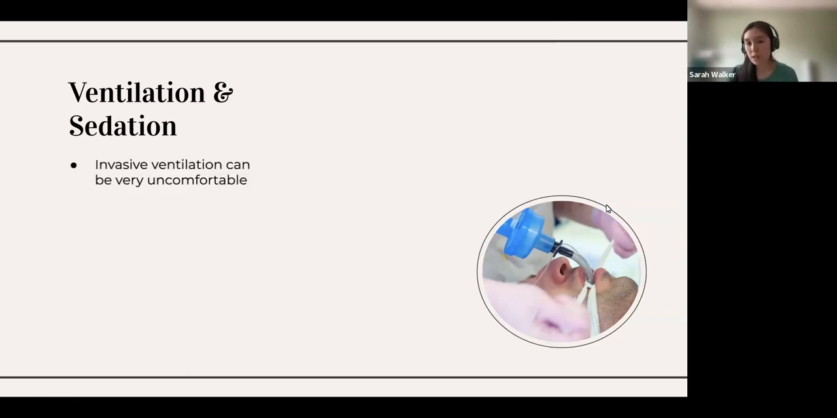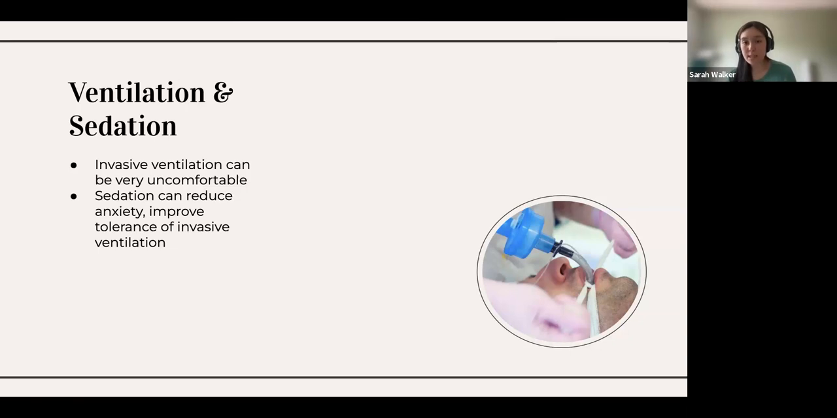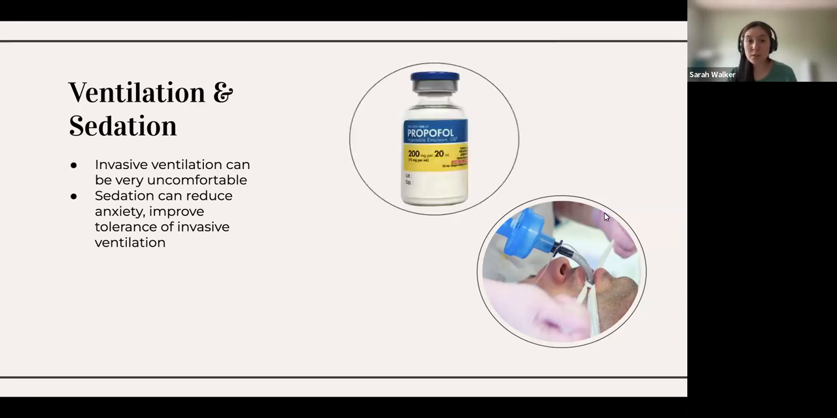But this can be super uncomfortable for patients, even to the point where patients might try to rip it out themselves. One solution is that doctors might prescribe sedation, as it's known to reduce anxiety or improve tolerance of invasive ventilation. But there are different ways that sedatives can be administered. First of all, there are different types of sedatives. Propofol is considered one of the better options compared to something like benzodiazepines because it's associated with a shorter length of stay, meaning that patients might get discharged earlier.